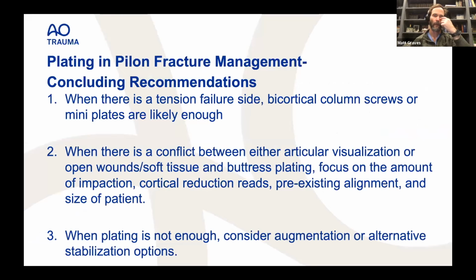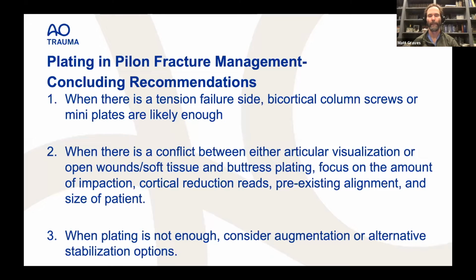So as final recommendations, in terms of plating for Pilon fracture management as a function of stability, when there is a tension failure side, a simple transverse fracture pattern typically, bicortical column screws are probably better than plates, or at least just as good. It's not as important that you have a buttress plate, which really isn't going to be functioning in buttress mode anyway, on a tension failure side. You can use a very small plate if you choose to on the tension failure side, and it'll work well, or you can consider bicortical column screws if you can reach a second cortex.